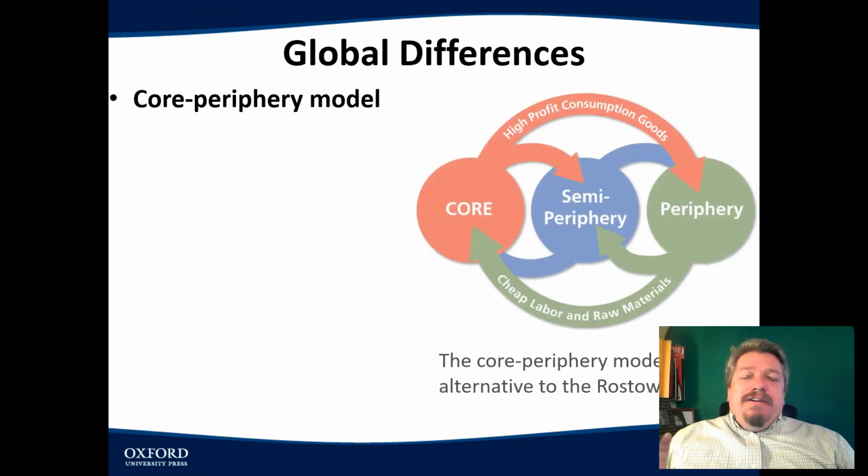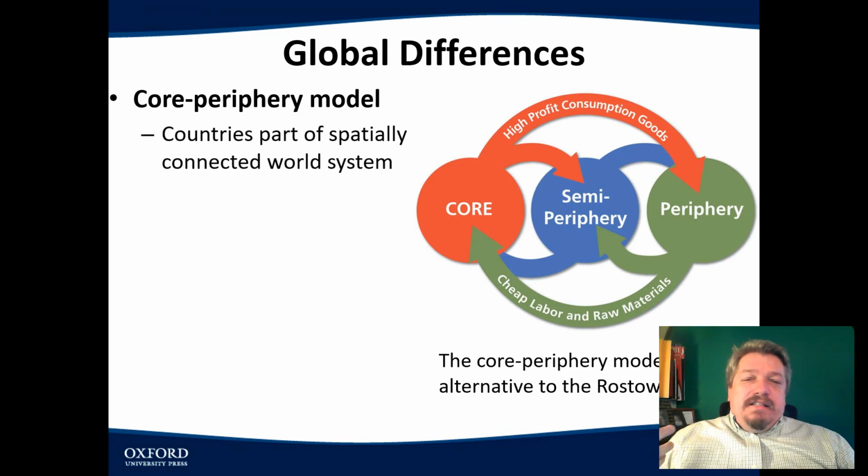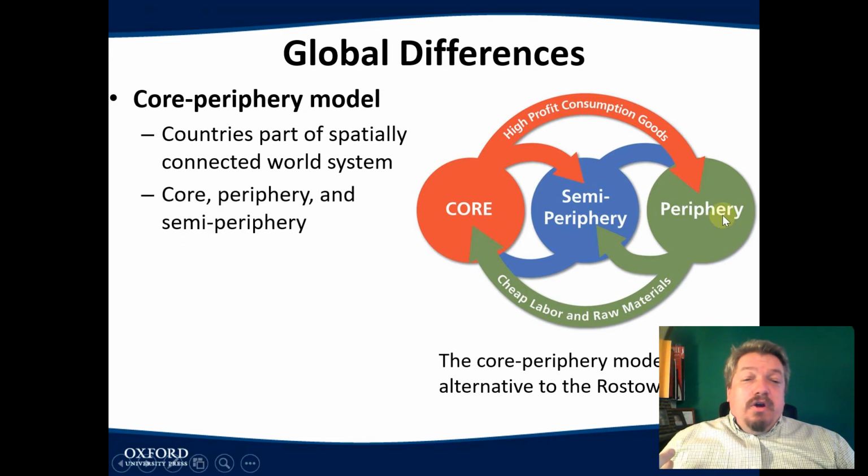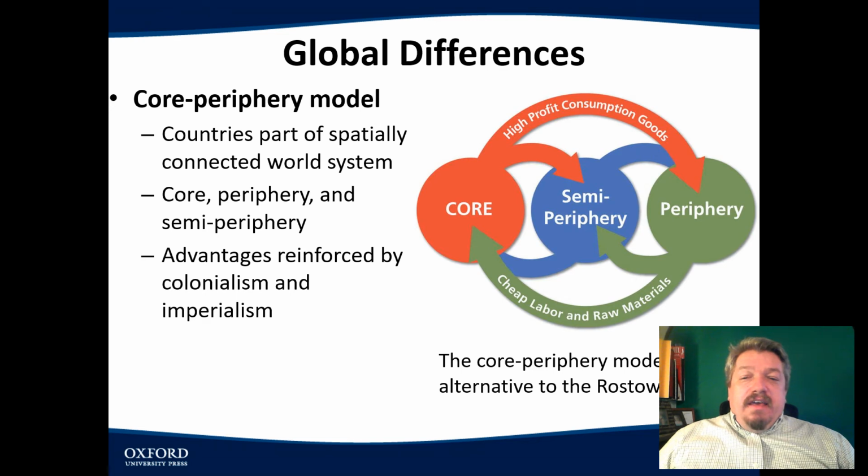So the one model that I'm going to focus on this semester to explain these differences in the wealth of countries is called the core periphery model. In other words, it's this spatial system of connections that all the countries in the world are in. And all countries basically fall into the core, the periphery, and then those in the middle, the semi-periphery. Okay? This is a legacy of colonialism and imperialism.